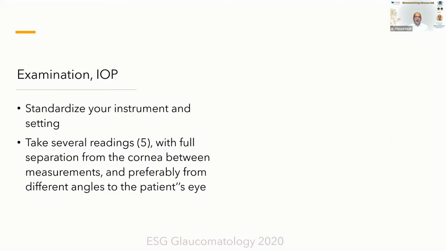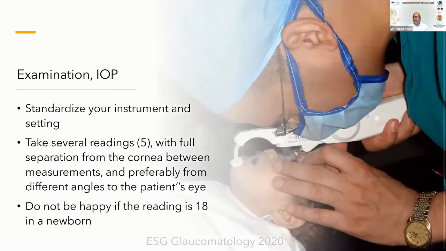And personally, I take several measurements and I separate from the patient at least 5 times. Total separation between me and the patient, 5 times. You have to standardize your instrument. You have to take several measurements, and I take actually the lowest measurement, not because it is the most hopeful, no, but because probably it was the one with the least pressure on the eye. And again, we are not happy if the pressure is 18 in a newborn.